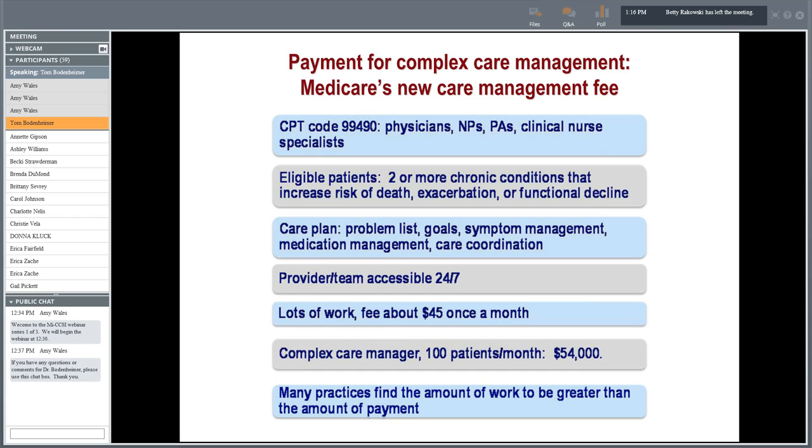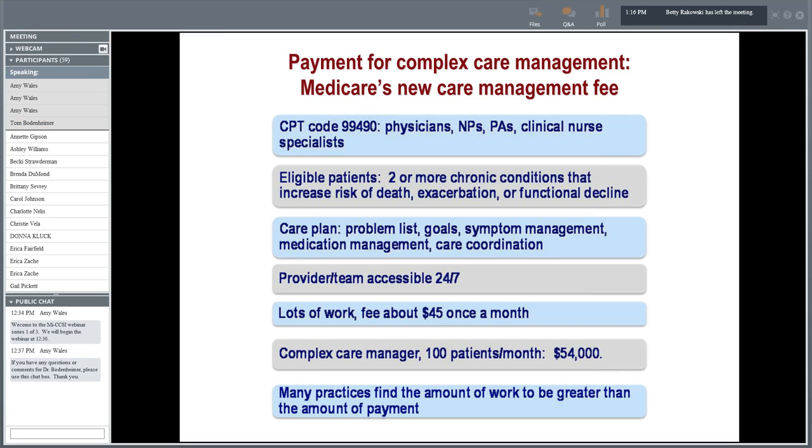The fee is only about $45 once a month, which is very little. So what people have figured out is that to make it worthwhile to start billing using this fee, you have to have 100 patients that the complex care manager is seeing and interacting with each month, and it can be telephonic. And in that case, you get $54,000, which is maybe enough to pay for a complex care manager, but in California, it sure isn't anywhere near enough.